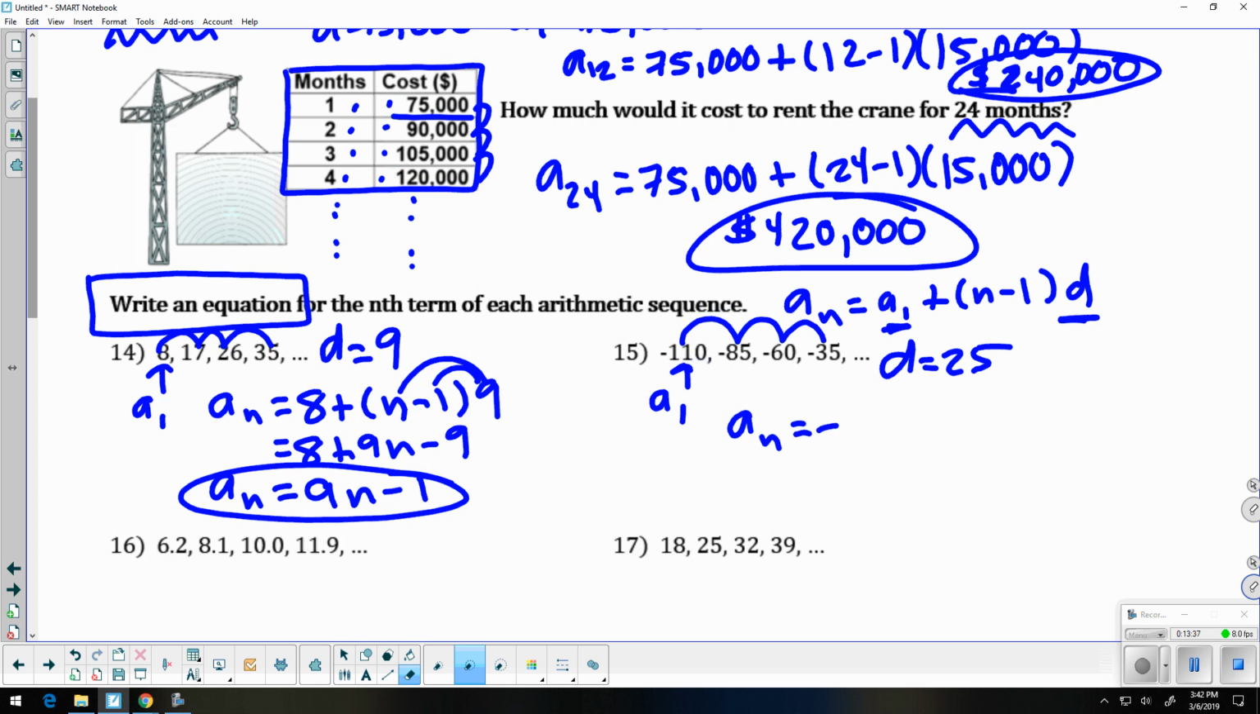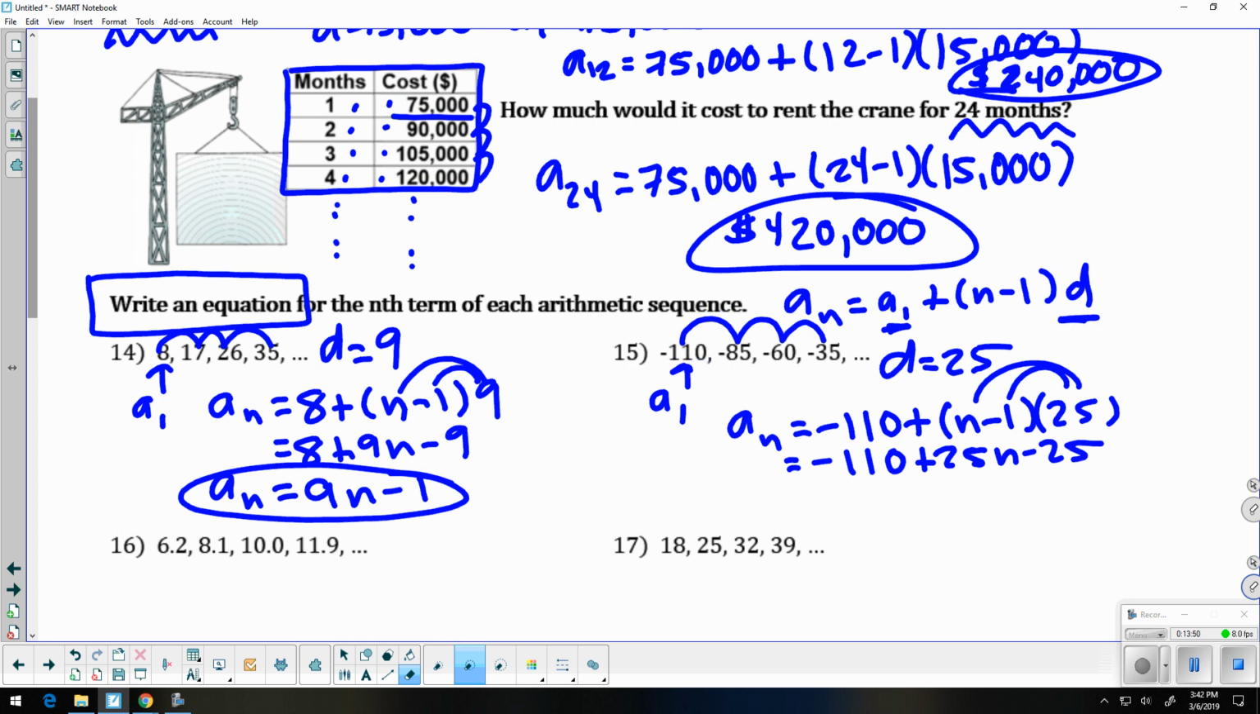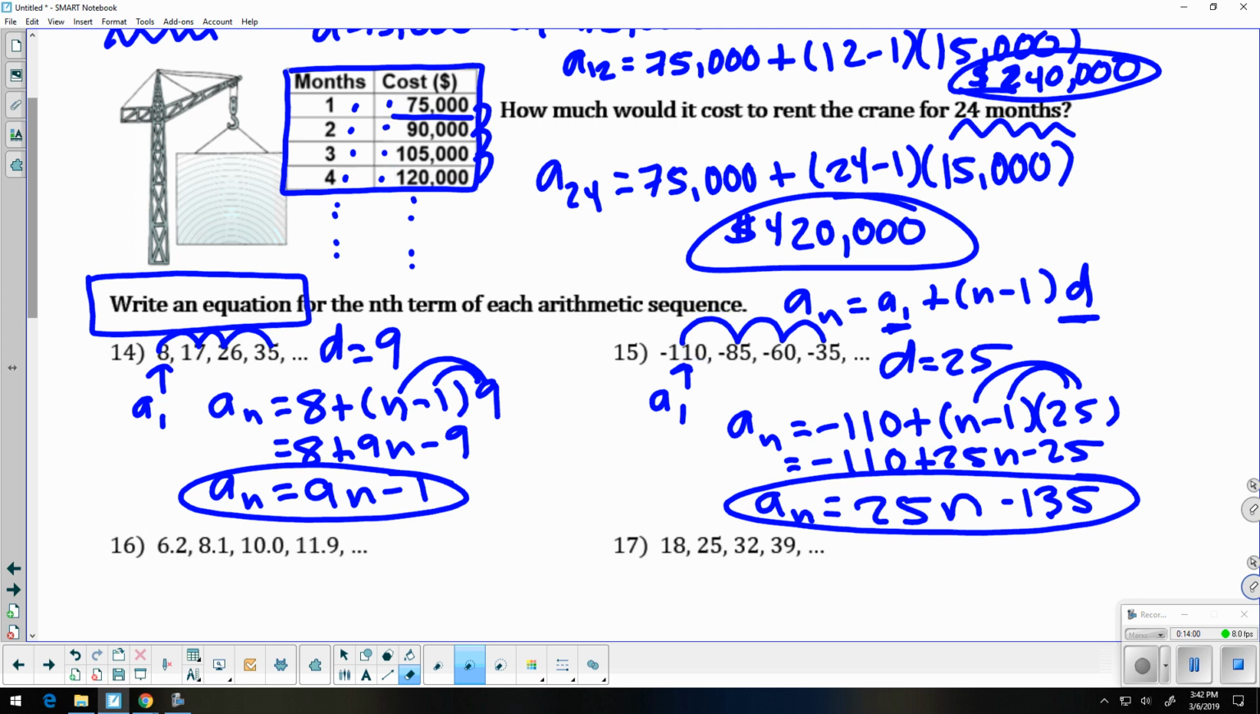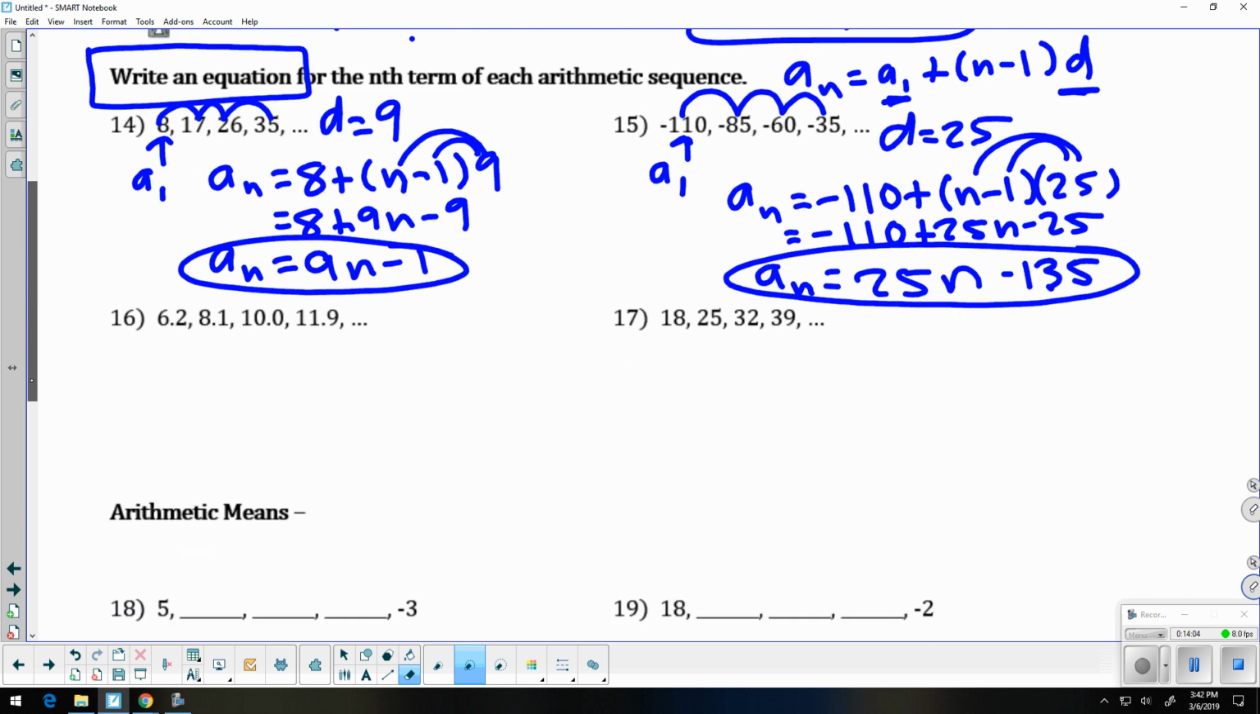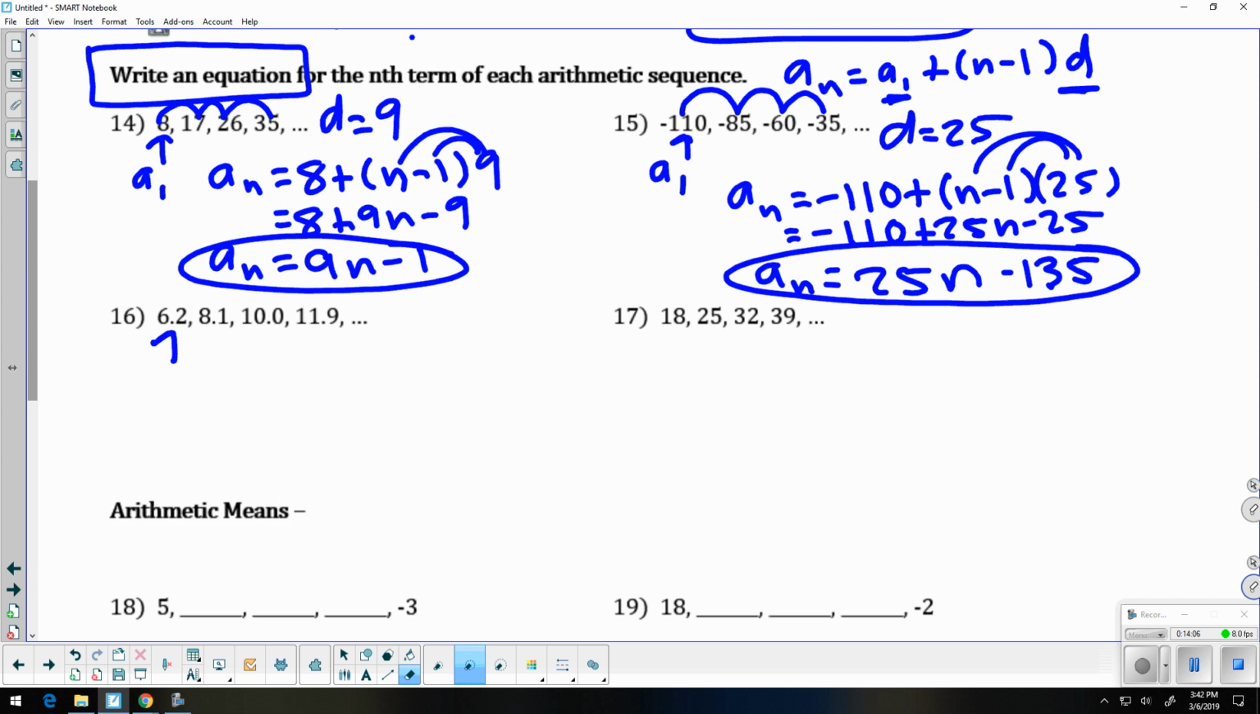So to find any term, we're doing negative 110 plus n minus 1 times D. Again, a little backwards distribution. So that'd be 25n minus 25. Now completing this equation, to find any term it'd be 25n minus 135. And there's your equation.